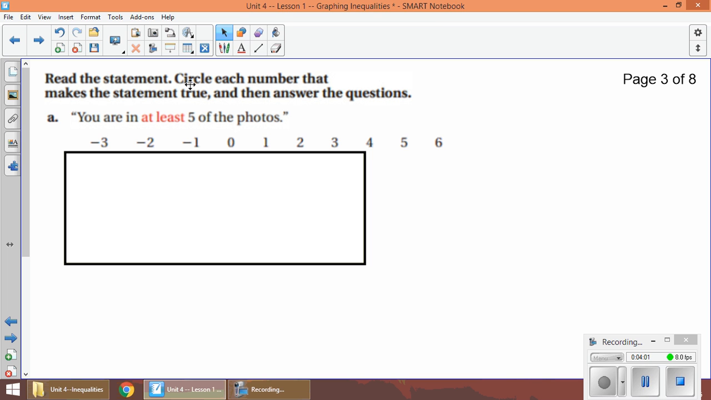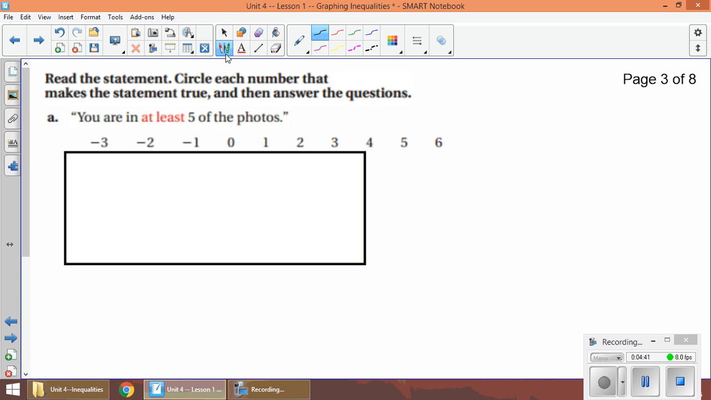Okay, we're going to read the statement and circle each number that makes the statement true and then answer the questions. So there are questions underneath this box here. You are in at least 5 of the photos. So how many photos are you in? Are you in -3? Are you in 0? Are you in 1 of them? Are you in 5 of them? Are you in 6 of them? You are in at least 5 of the photos. All right, when I see you guys, we'll definitely have some more examples like this to help us with the vocab that we just learned.